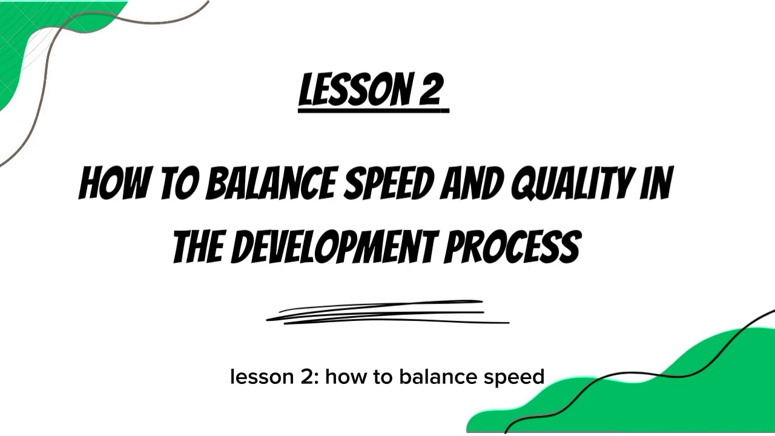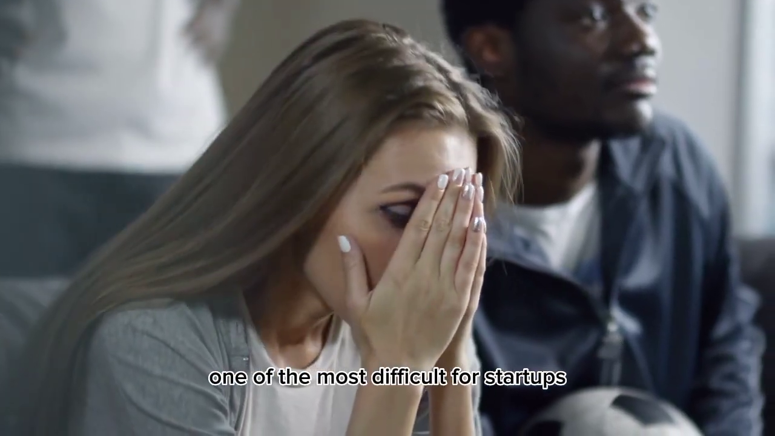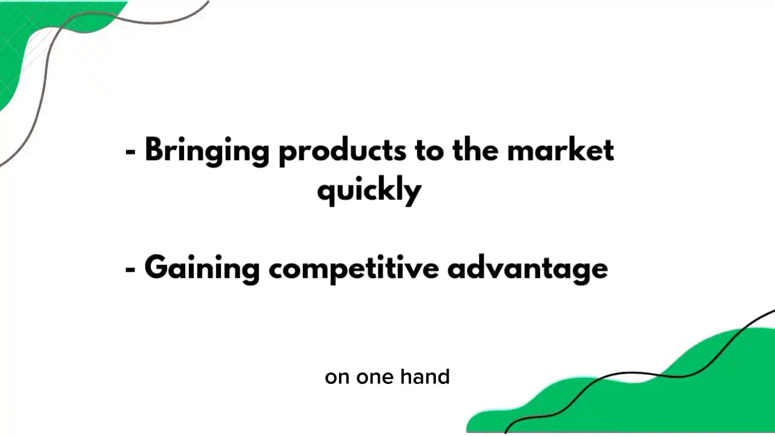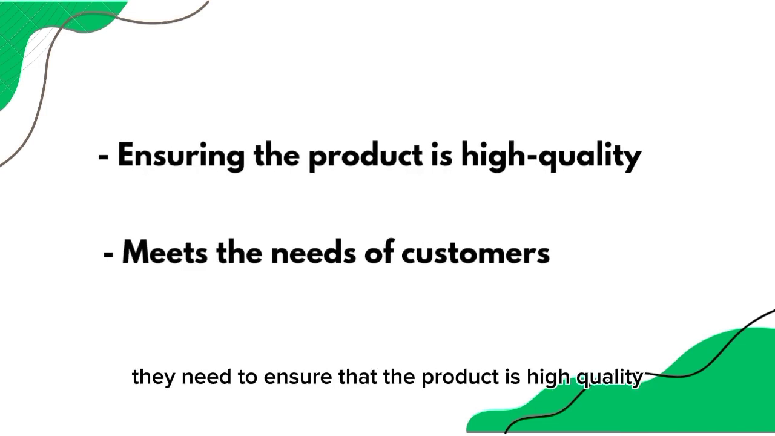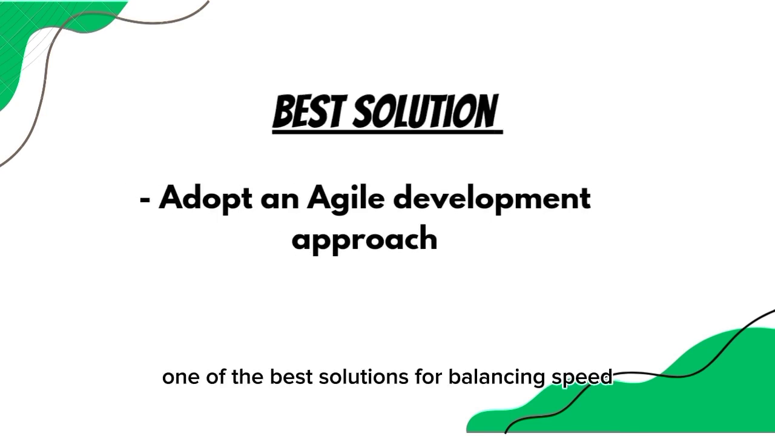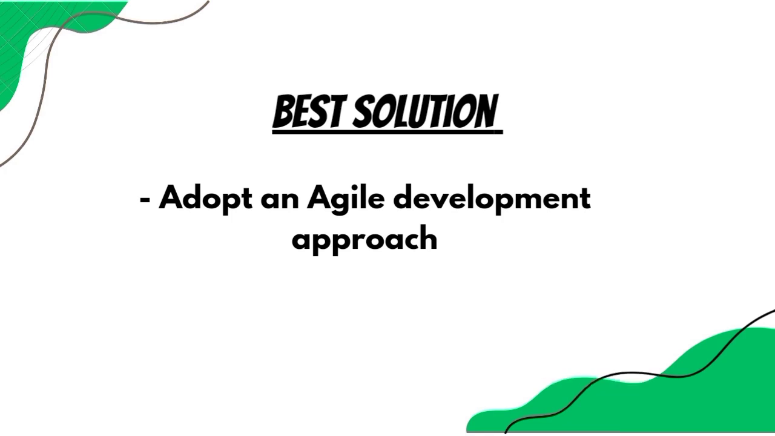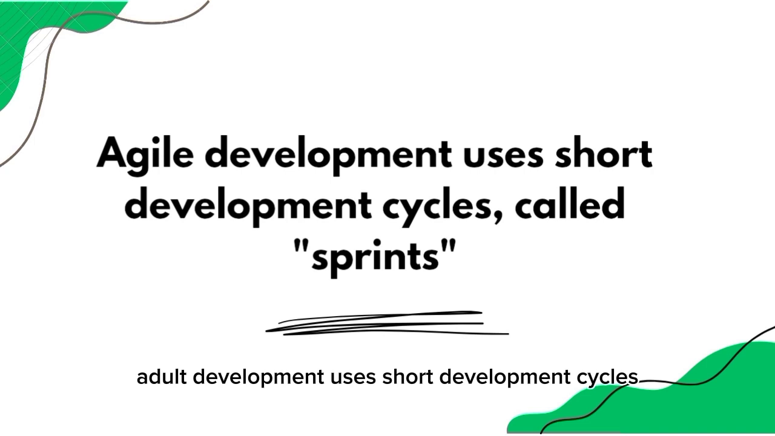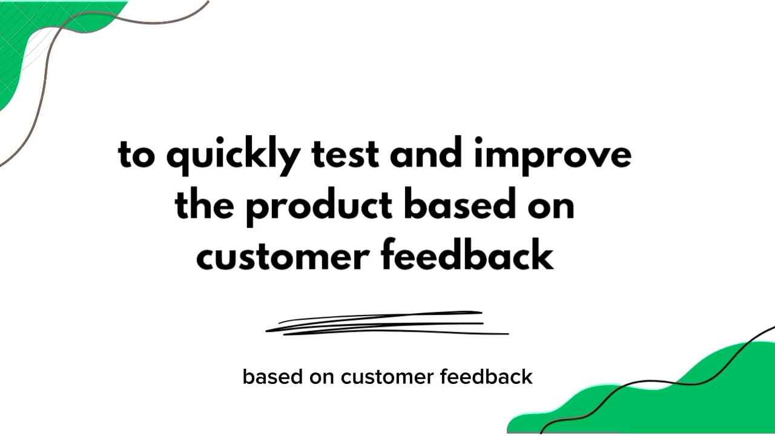Lesson 2. How to balance speed and quality in the development process. The challenge of balancing speed and quality in the development process is one of the most difficult for startups. On one hand, startups need to move quickly to bring their product to market and gain a competitive advantage. On the other hand, they need to ensure that the product is high quality and meets the needs of the customer. One of the best solutions for balancing speed and quality is to adopt an agile development approach. Agile development uses short development cycles called sprints to quickly test and improve the product based on customer feedback.